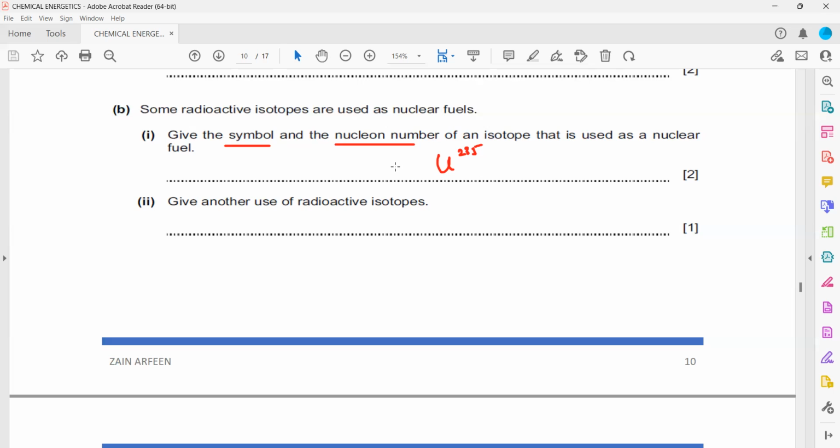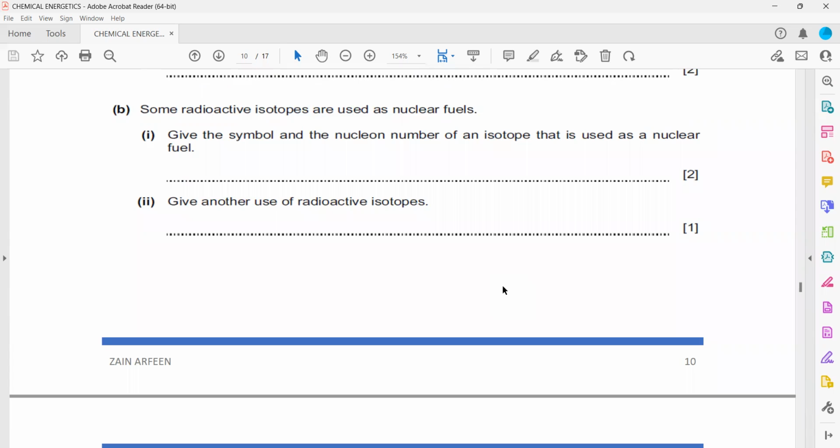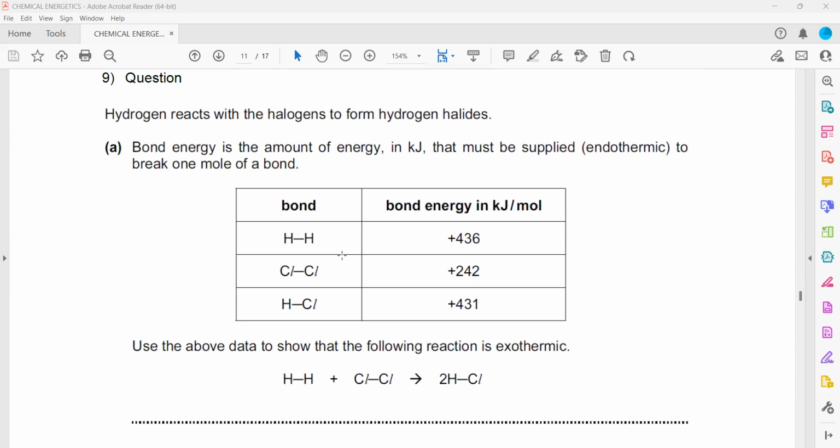Other than it's used as a nuclear fuel, that is related to production of electricity, you have to mention other uses than production of electricity. Actually, uranium 238 is not a nuclear fuel. 235 specifically is a nuclear fuel. So you should write one mark is for uranium symbol U, and the second mark is for 235. If you write 238, you will score 1 mark out of 2.